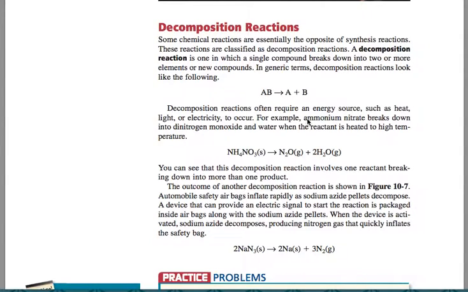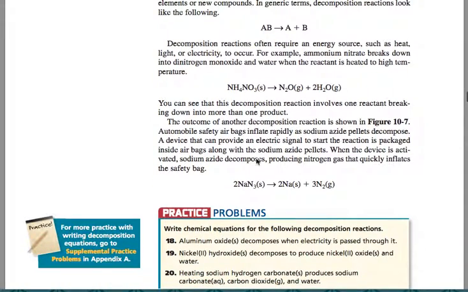For example, ammonium nitrate breaks down into dinitrogen monoxide and water when the reactant is heated to a high temperature. This one is ammonium nitrate, and this is dinitrogen monoxide and water. You can see here we have one compound that yields two different compounds. You can see that this decomposition reaction involves one reactant breaking down into more than one product.